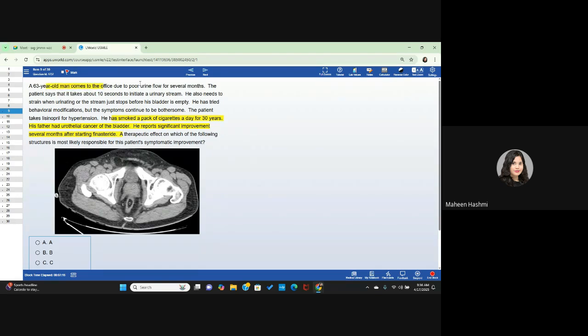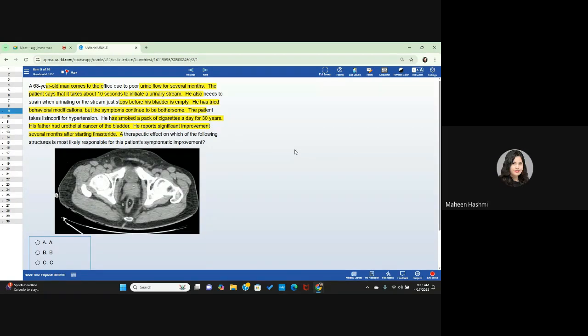There's this man who comes to the office due to poor urine flow for several months. The patient says it takes about 10 seconds to initiate a urinary stream. He also needs to strain when urinating, or the stream just stops before his bladder is empty. What type of incontinence is this? Overflow incontinence. Yeah, very good.